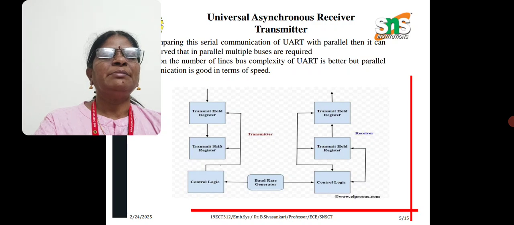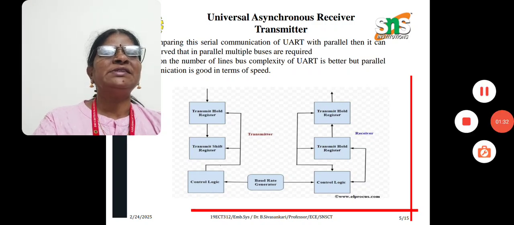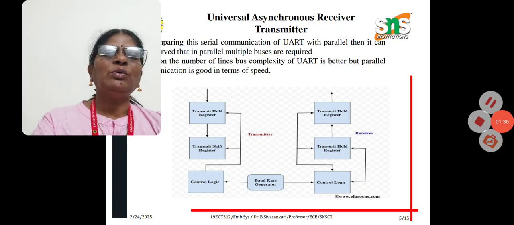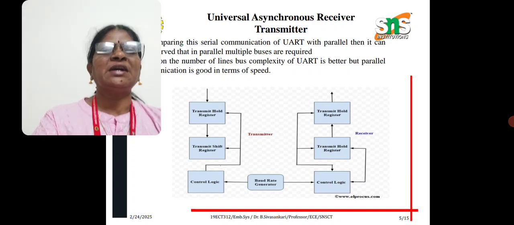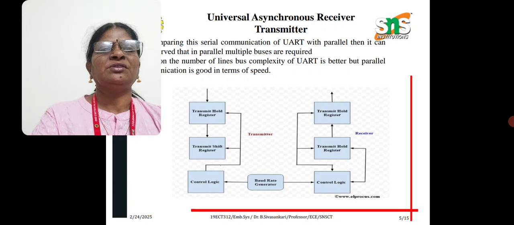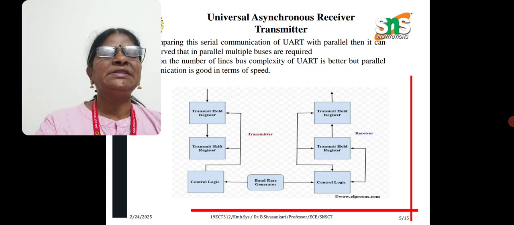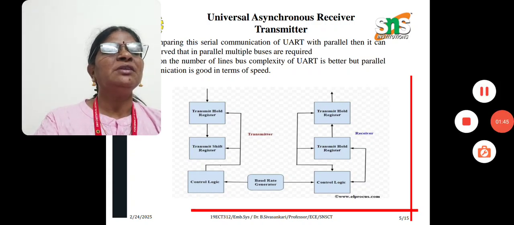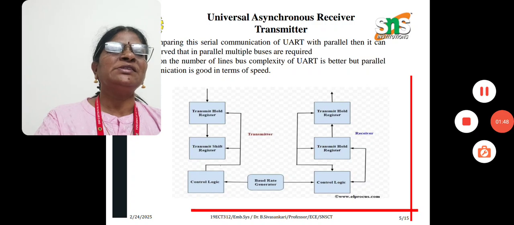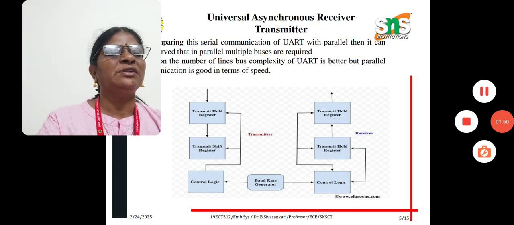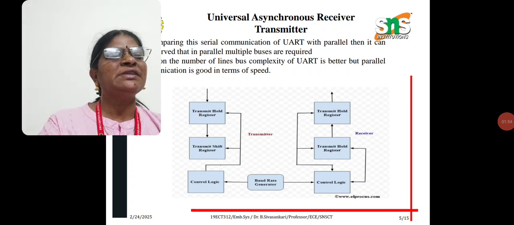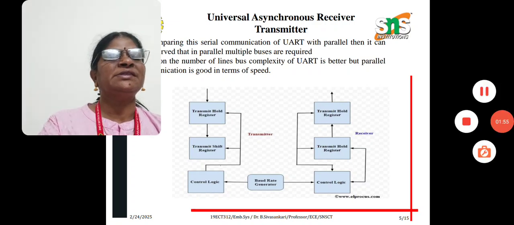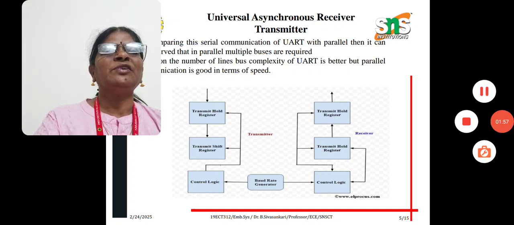This is the block diagram of the Universal Asynchronous Receiver Transmitter. See, on both sides we have a transmitter and receiver in communication. Okay. So while you are sending data in serial communication, we have both the functions in both sender and receiver. The transmitter can also send the data and receive the data. The receiver can also send the data and receive the data. So both of them work together.